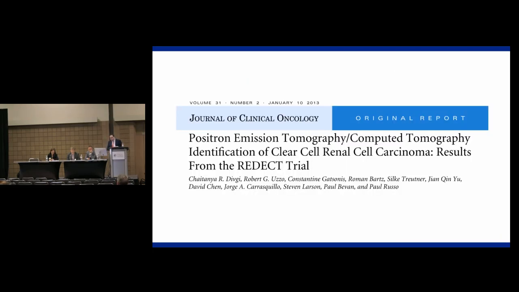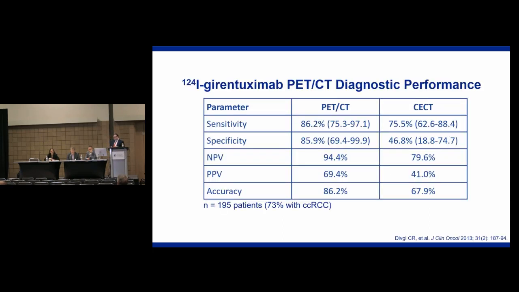So this trial was published in 2013 in the Journal of Clinical Oncology. And the trial design was such that patients who had a small renal mass were imaged with conventional multi-phase imaging as well as PET-CT prior to either partial or radical nephrectomy.